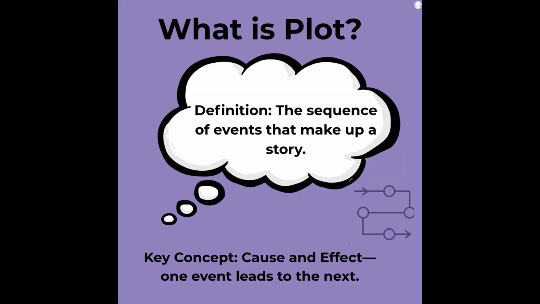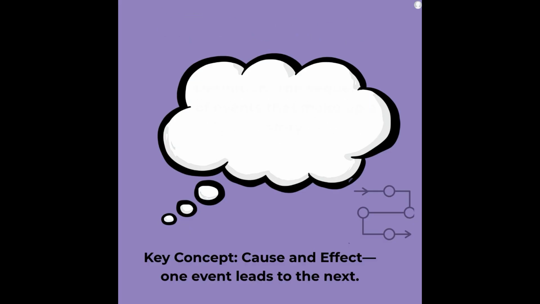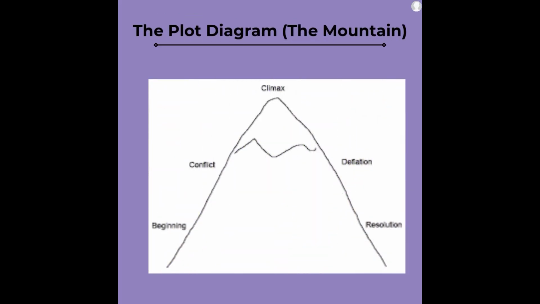What is plot? Plot is the sequence of events that make up a story. Every plot usually involves a character trying to solve a problem. So a key concept for you to remember is cause and effect. One event always leads to the next. This is known as the plot diagram, also known as the mountain.